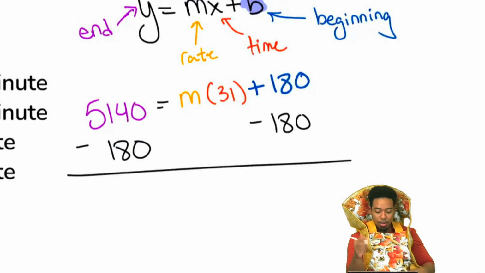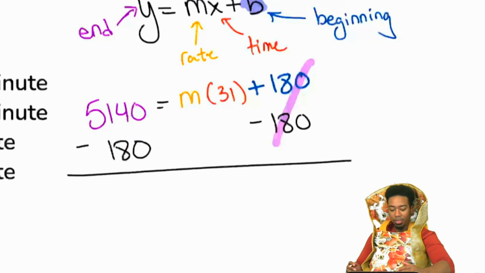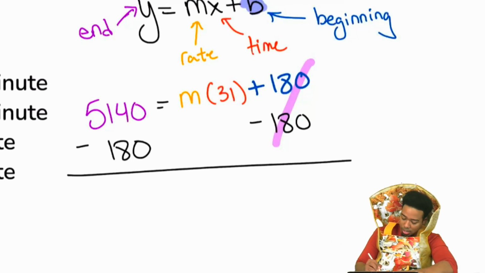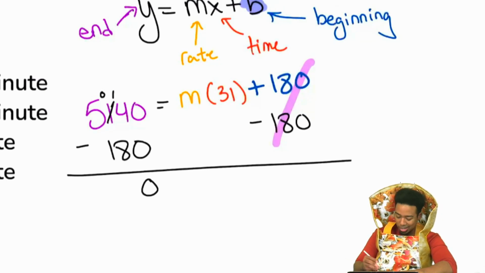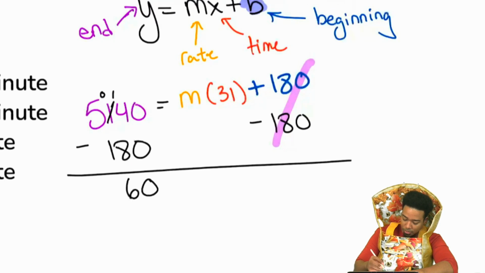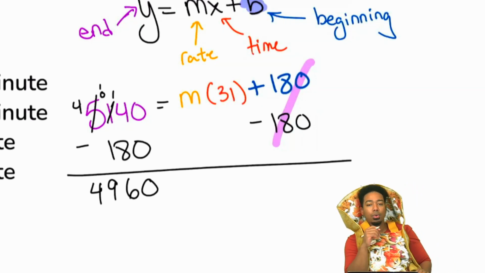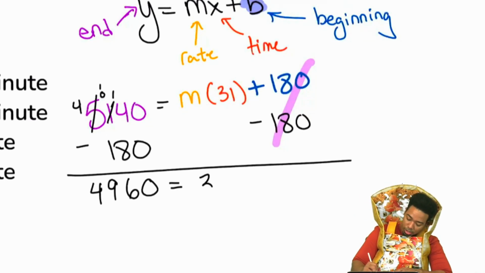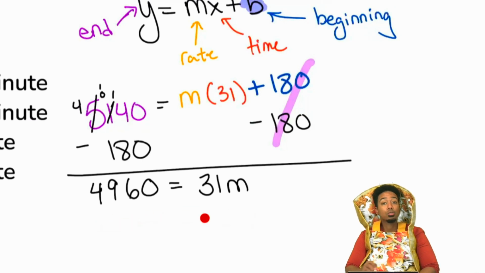And once we do that, we see that we'll have the cancellation over here on the right. But then 5,140 minus 180, it'll end in a 0. 4 minus 8 can't do that, so I'll borrow to get 14. 14 minus 8 would be 6. Then from here, you can borrow again. 10 minus 1 is 9, and then we bring the 4. So we have 4,960 equals 31m.